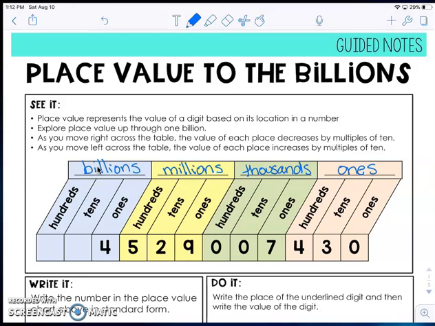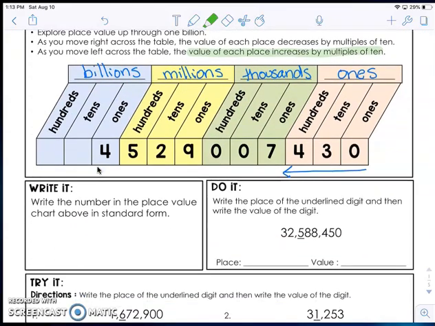A couple of these notes I want you to either underline or highlight right here. As you move left across a number, the value of each place increases by multiples of 10. That's going to be important for us to remember. As we go left with that number, it's increasing by multiples of 10. Let's go ahead and practice using this just a little bit.